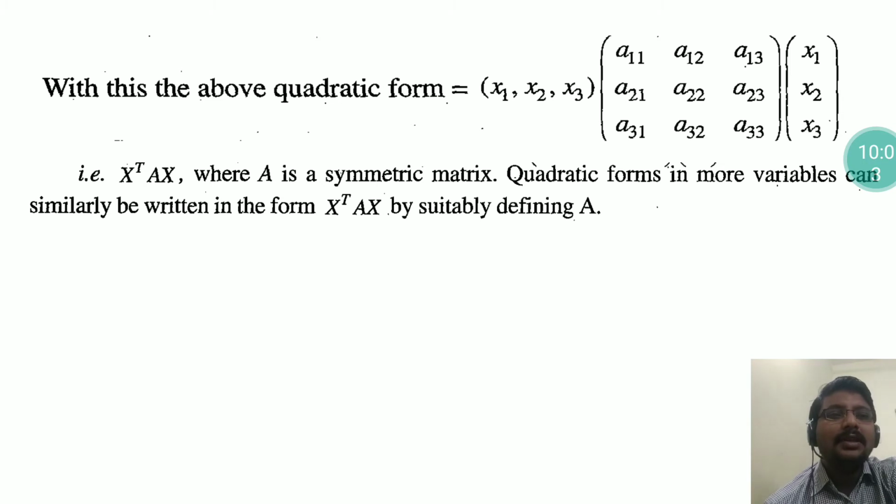Quadratic forms are not only for two variables, not only for three variables. We can define them for more variables. Capital A can be easily defined not only for two or three variables, but for 4 variables, 5 variables and so on. For any number of variables, we can clearly define the symmetric matrix capital A.